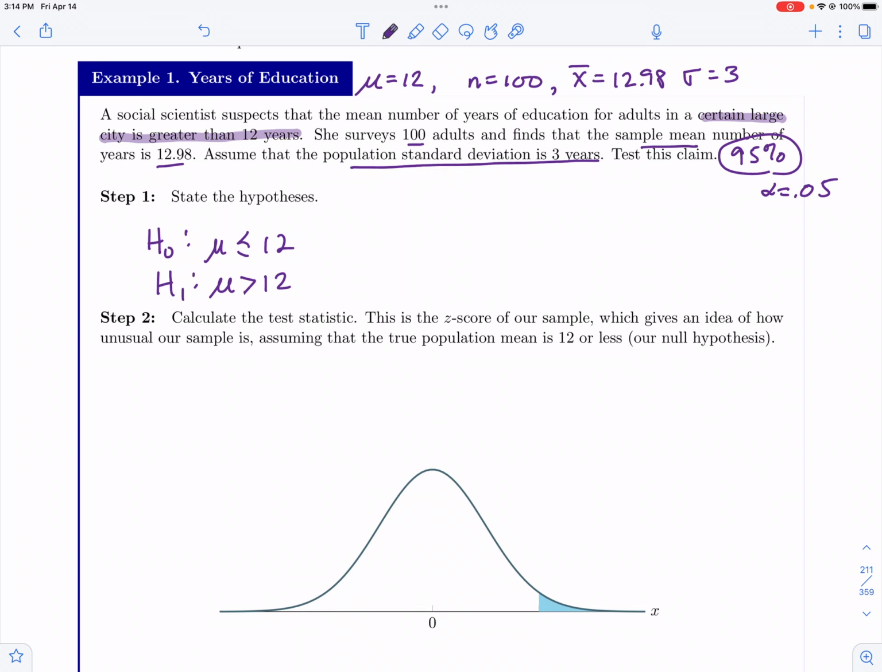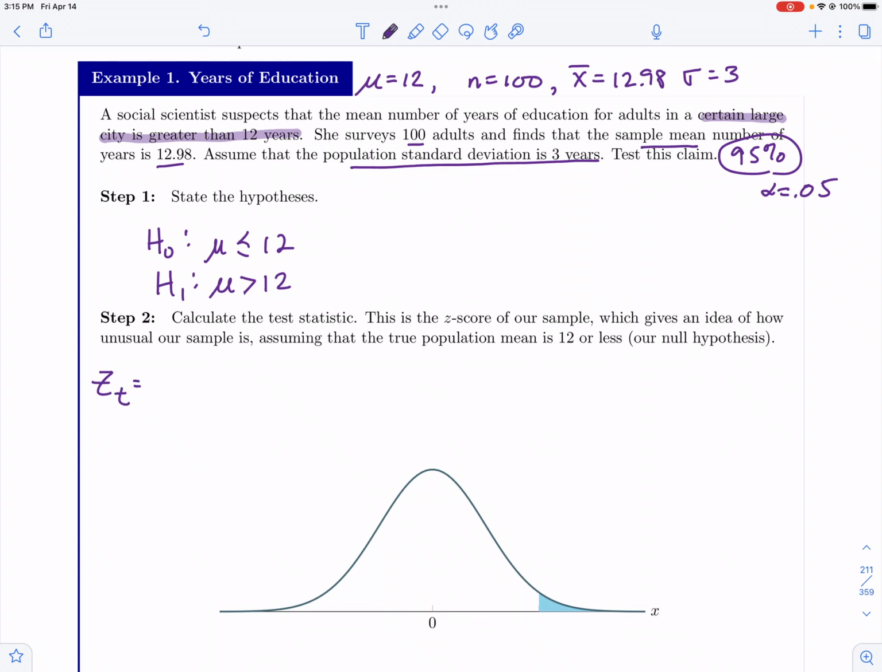So that's our first step. So that's the first thing that we want to do. So now what we want to do is calculate this test statistic. This is going to be the z-score of our sample, which gives us an idea of how unusual our sample is, assuming that the true population mean is 12 ounces or less, our null hypothesis. So our z-score is going to be our z sub t, our test statistic.